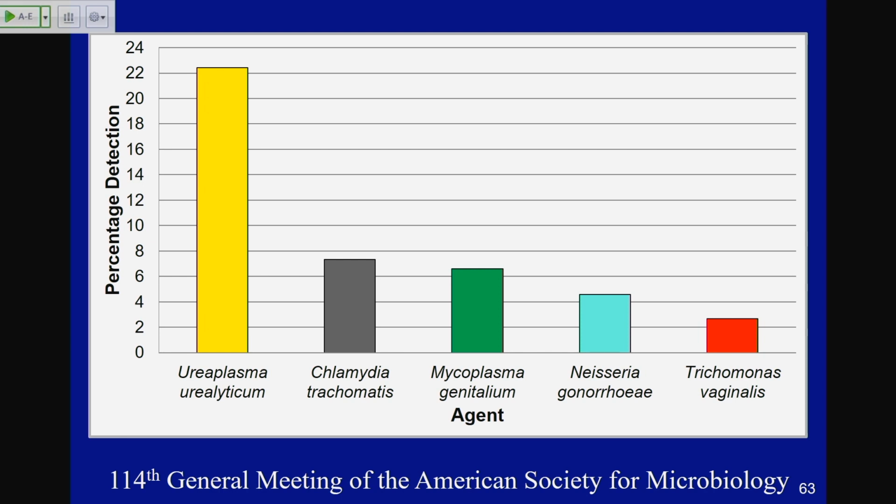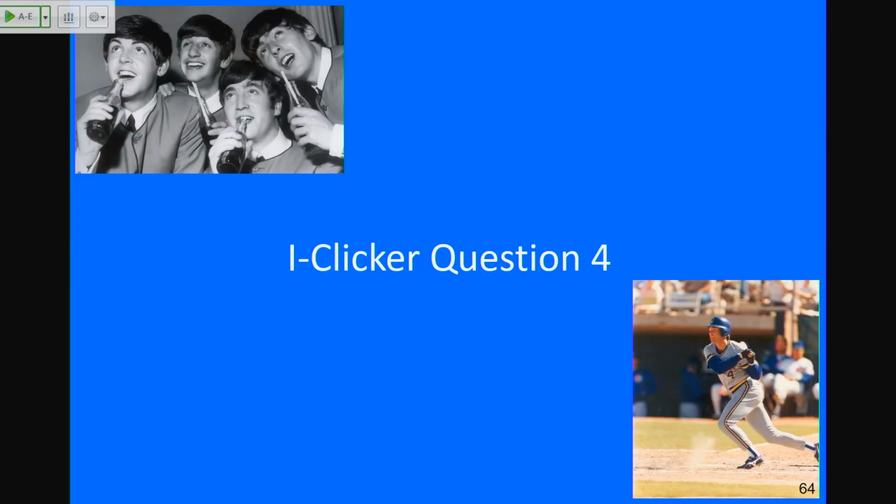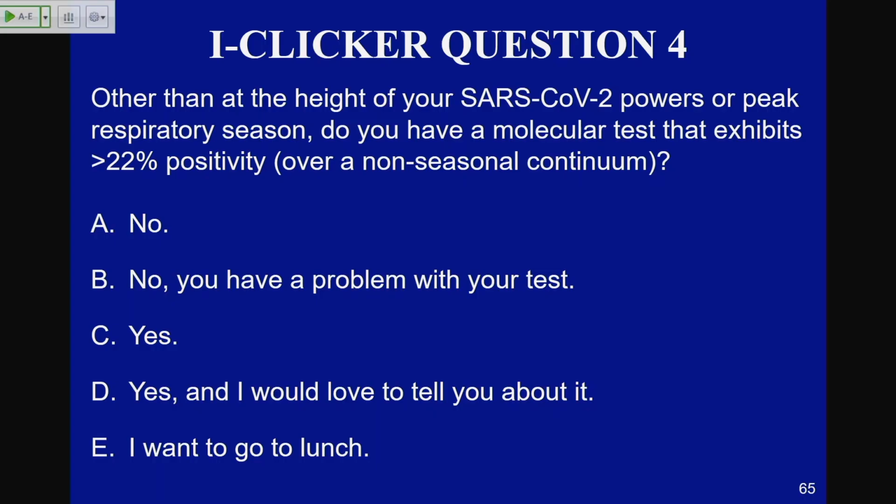Now, our laboratory actually did a funsies study of male specimens looking for ureaplasma urealyticum in comparison to chlamydia, Mycoplasma genitalium, Neisseria gonorrhoeae, and Trichomonas vaginalis. And notice the percentage detection rate, which is going to lead me to iClicker question number 4. And I promise this will be my last one.